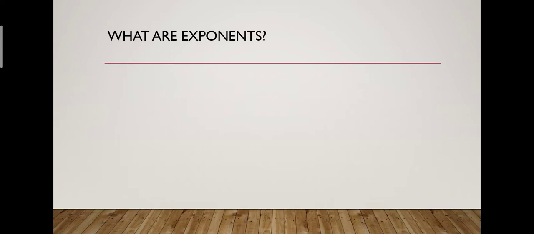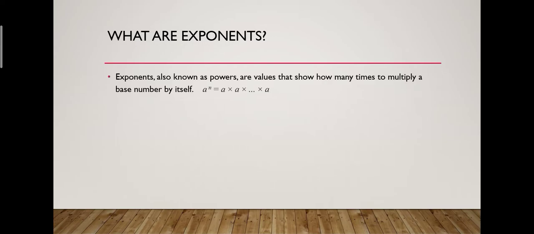So what are the exponents? Anyone? Exponents, also known as powers, are values that show how many times to multiply a number by itself. It is in the form of a to the n is equal to a times a times a dot dot dot times a. For example, 4 to the power of 3 is telling you to multiply 4 by itself 3 times. So we have 4 times 4 times 4 equals 64.